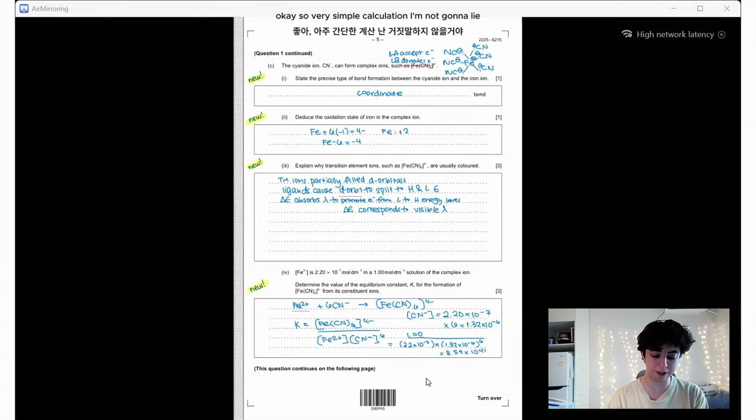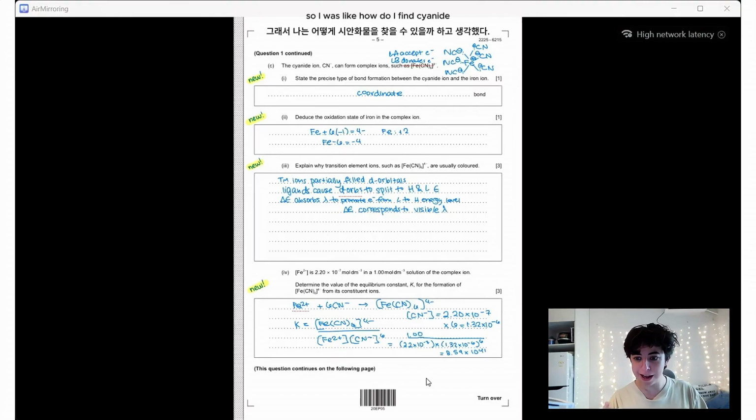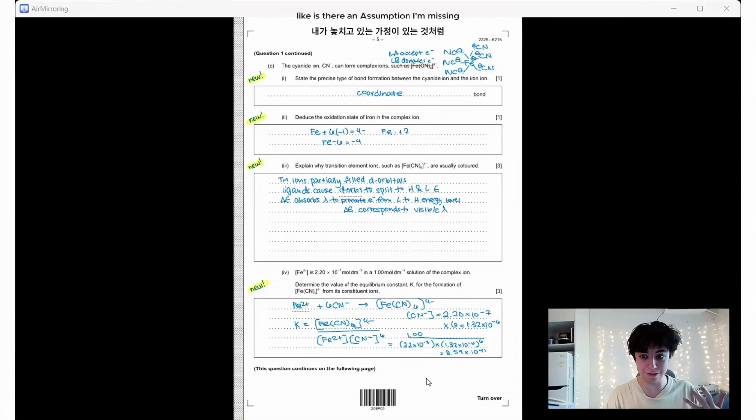Okay, so very simple calculation. I'm not gonna lie, I was kind of panicking here because I kind of forgot stoichiometry existed. I was like, how do I find cyanide? Is there an assumption I'm missing? No, it's just stoichiometry. That's it.